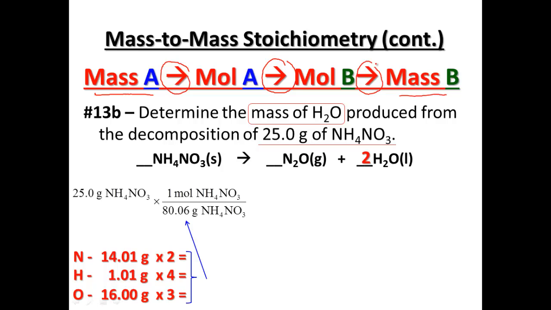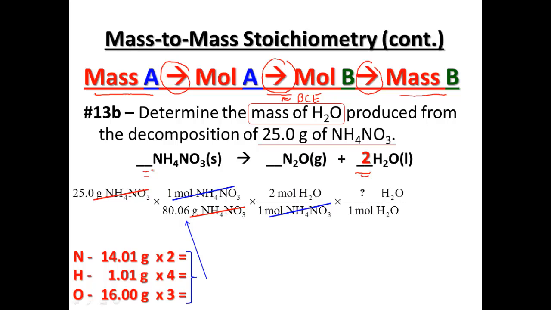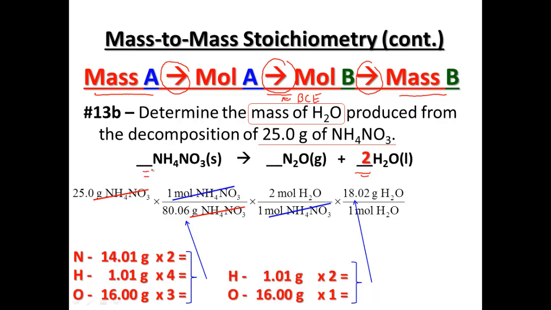So for ammonium nitrate, we've calculated from earlier about 80.06 grams of ammonium nitrate equals 1 mole. Once we're from mass to moles, our balanced chemical equation gives us that mole to mole ratio. In this case, 2 moles of water to 1 mole of ammonium nitrate, so that our ammonium nitrate number on the bottom cancels, 1 mole to 1 mole, leaving us with 2 moles of water on top. And our last step, to go from moles to grams, 18.02 grams of water to 1 mole of water.